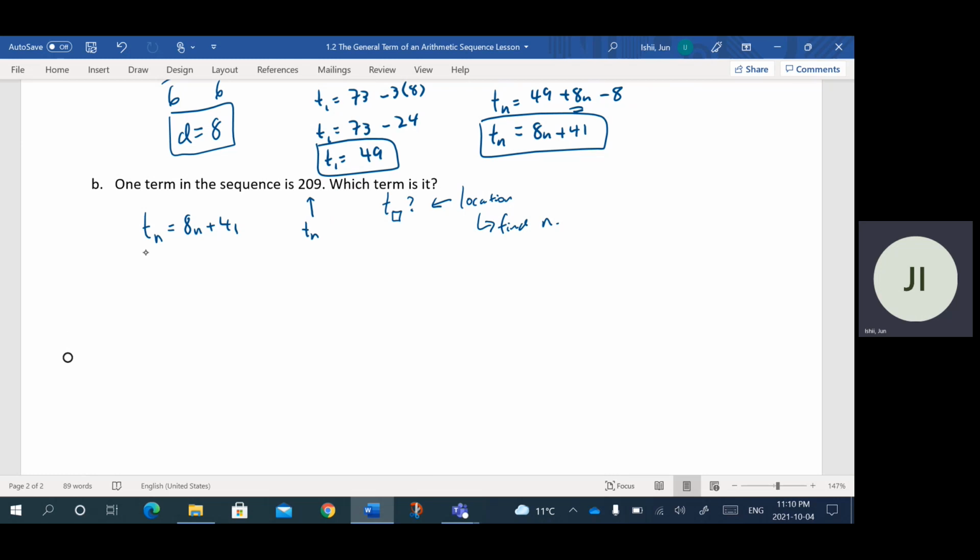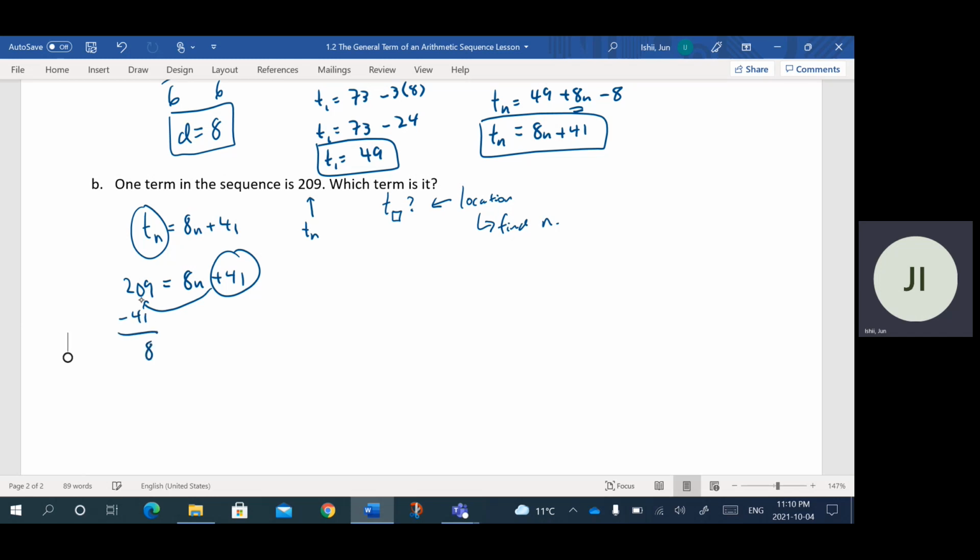All right, so that means in this equation, on the left-hand side, I have to substitute 209. I have 8n plus 41. And now we want to solve for n, because we're looking for the location. So to do that, I want to isolate the n. First step I'm going to do here is move the 41 over to this side, so that's minus 41.